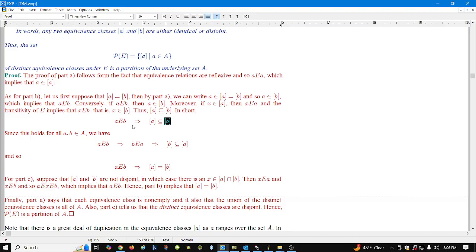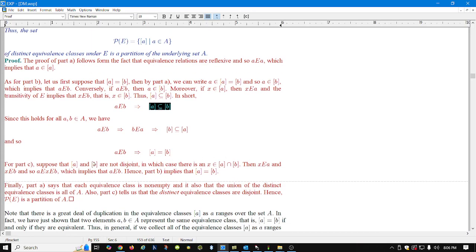But equivalence relations are symmetric. So A equivalent to B implies B is equivalent to A. And by interchanging the roles of A and B here, the equivalence class of B is contained in the equivalence class of A. So we have both inclusions. So A equivalent to B implies the two equivalence classes are the same.